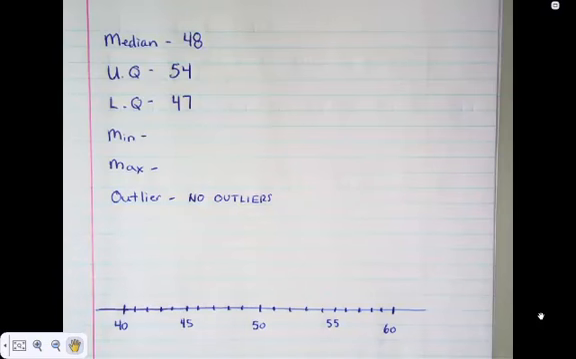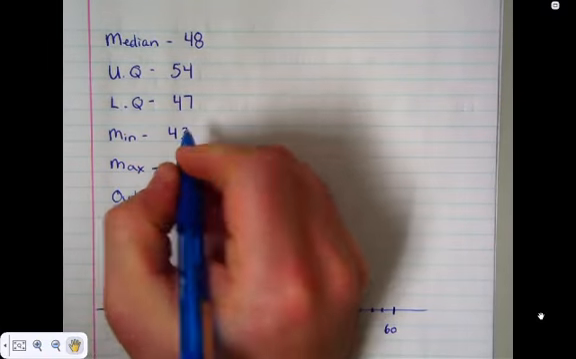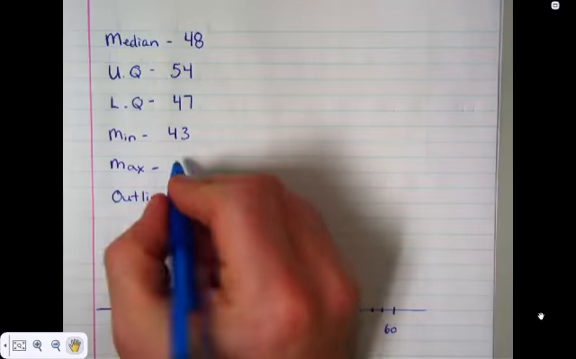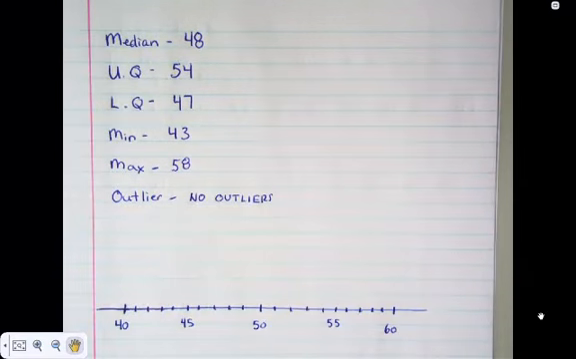the minimum number. And going back to my other paper, my minimum number, the smallest number, was 43. So I'll put that in. And my maximum number, my biggest number, was at 58. Okay? This is the only bit of information I need to know to make a box and whisker plot. Okay? And it is exactly the way it sounds. We draw it exactly the way it sounds.